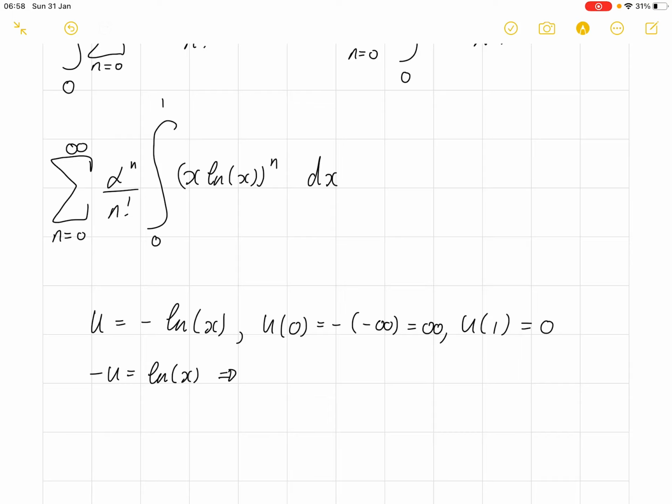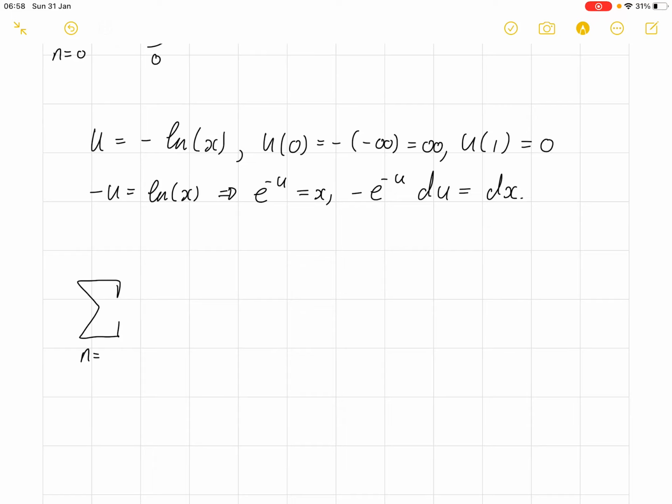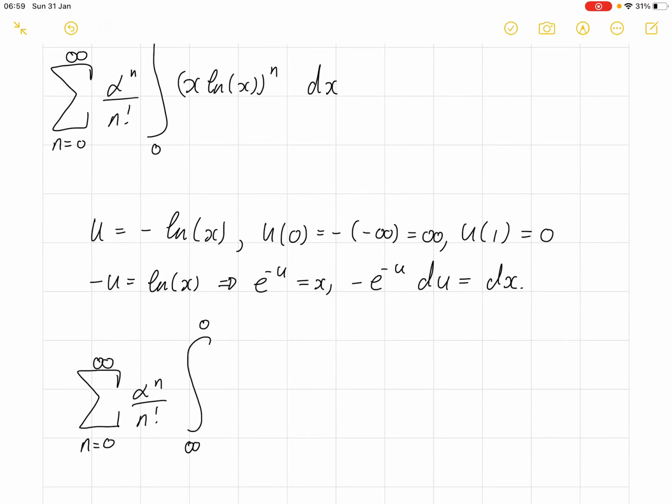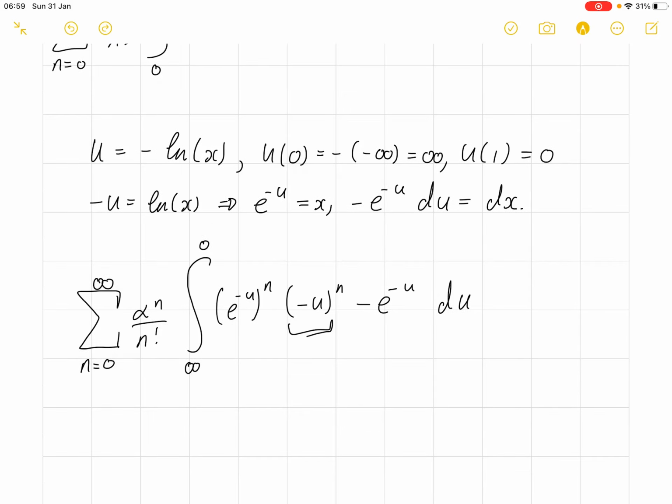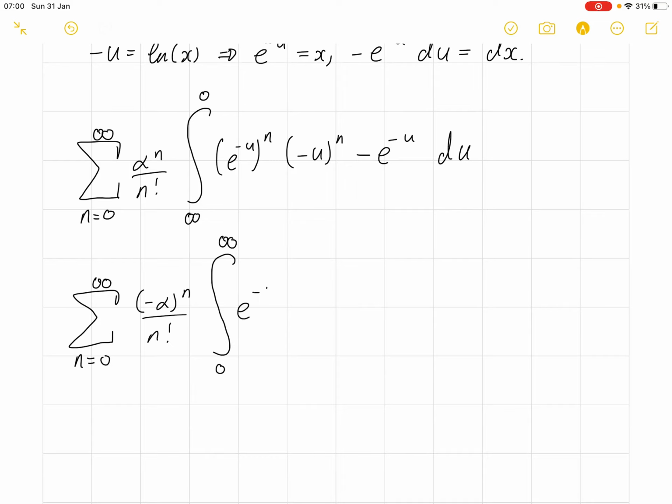And now we can substitute back into our integral. So let's see what happens now. We can do some things. First of all, we can use this minus sign to correct our limits. And we can split minus u to the n into minus 1 to the n, u to the n, and factor out the minus 1 to the n. And this will give us something that looks like this. I collected this e to the minus u as well.